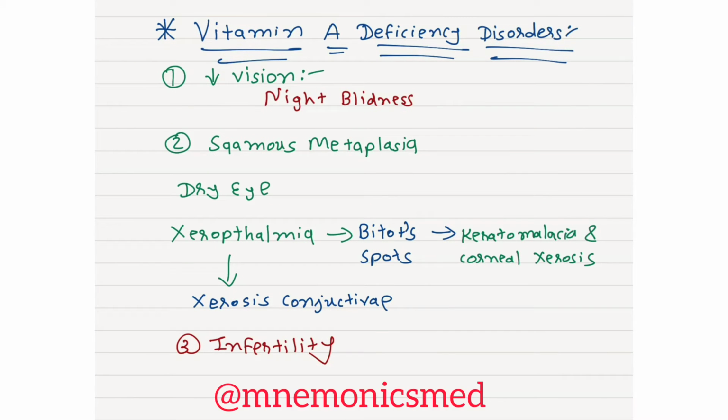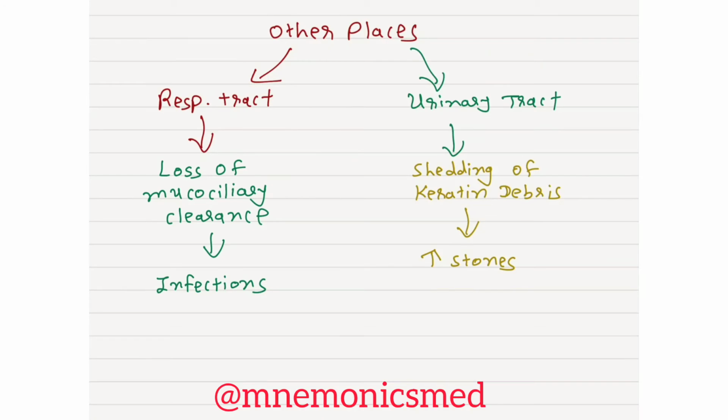Vitamin A deficiency disorders. It decreases vision, so it causes night blindness. It can also lead to squamous metaplasia, so it can lead to dry eye, and so to xerophthalmia. Xerophthalmia can lead to Bitot spots, and it can also lead to keratomalacia and corneal xerosis. It also causes conjunctival xerosis, and it can lead to infertility. So you have to remember this much about the deficiency disorders of vitamin A.